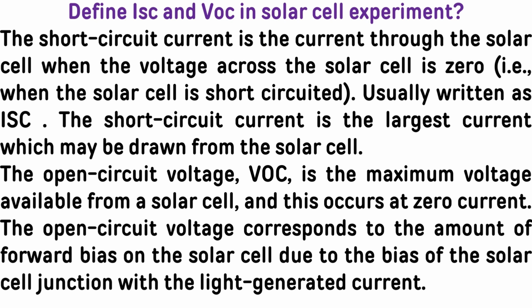Define ISC and VOC in solar cell experiment. The short circuit current is the current through the solar cell when the voltage across the solar cell is zero, usually written as ISC. The short circuit current is the largest current which may be drawn from the solar cell. The open circuit voltage VOC is the maximum voltage available from a solar cell, and this occurs at zero current. The open circuit voltage corresponds to the amount of forward bias on the solar cell due to the bias of the solar cell junction with the light generated current.